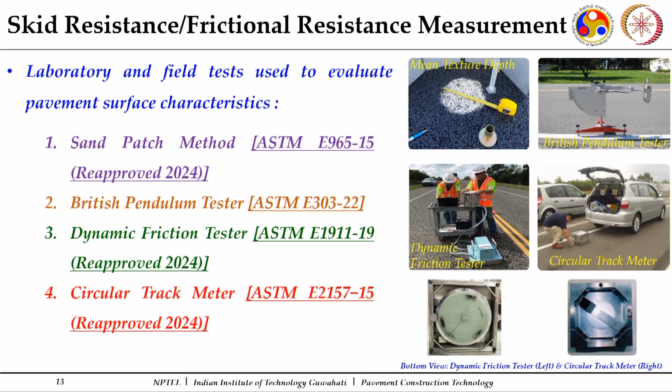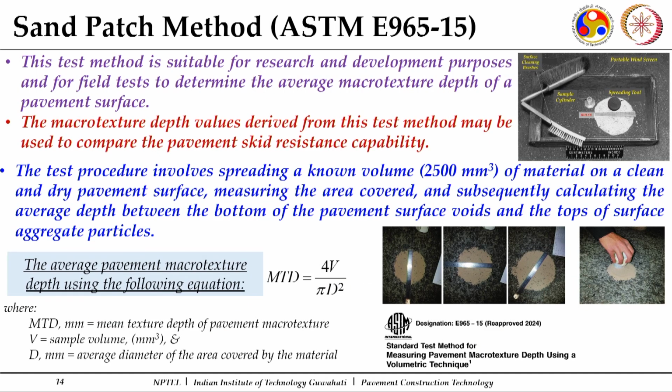And there are a few more which are quite often used to capture some or other characteristics related to pavement skid resistance. One is the sand patch method. Second is the British pendulum tester, which we briefly discussed when we discussed aggregate characteristics, the polished stone value. Then the dynamic friction tester is there. The circular track meter is there, many a time referred to as the circular texture meter also. We will briefly discuss it.